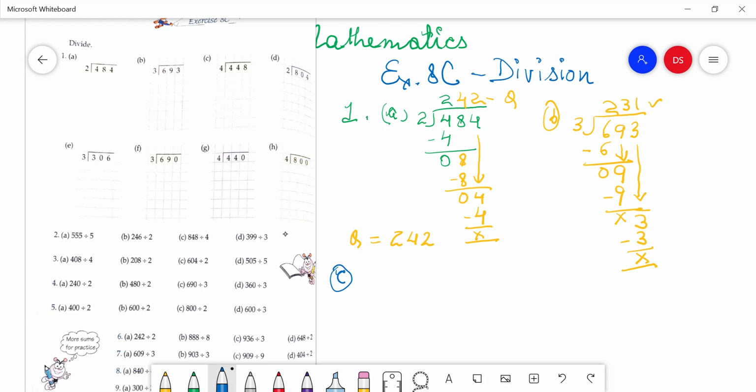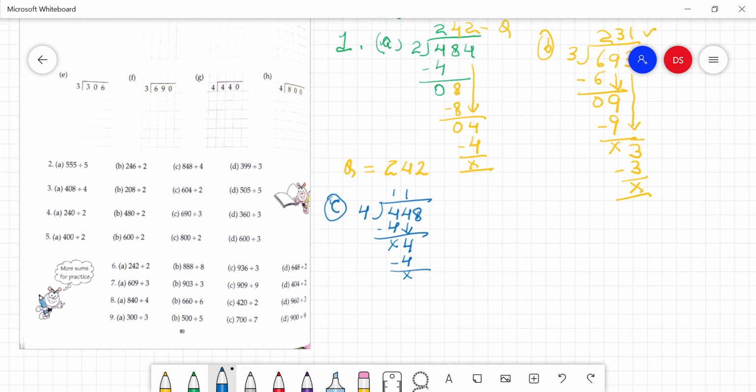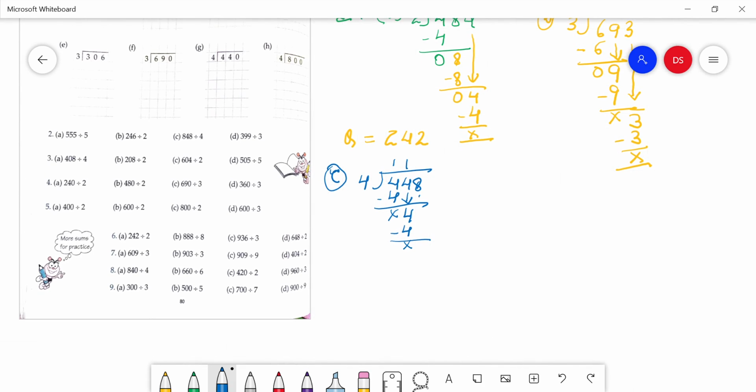C question. The dividend is 448. We will divide it by 4. 4 1s are 4. We will take next number to down place. This is 4. Again 4 1s are 4. Now we will copy it down. Next last digit, that is 8. 4 2s are 8. The quotient is 112.